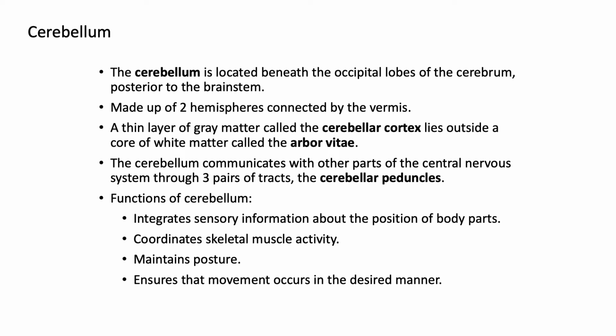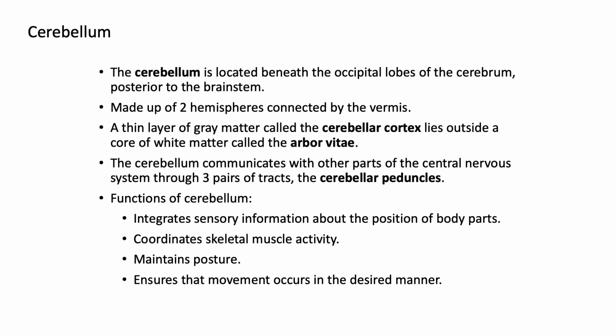The next part of the brain is called the cerebellum, which is located inferior to the occipital lobe of the cerebrum. Similar to the cerebrum, the cerebellum is also made of two hemispheres, which are connected in the middle by a structure called the vermis. The outside of the cerebellum is made of gray matter, and the inside is made of white matter, which has a tree-like structure called arbor vitae.